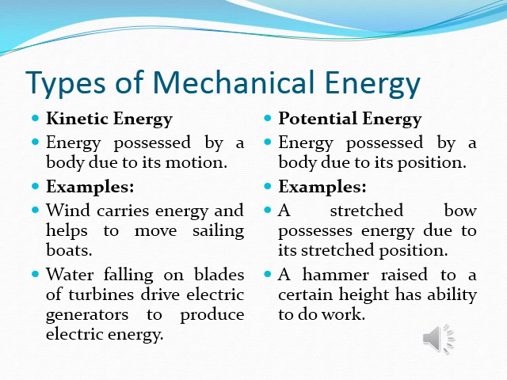Examples include wind that carries energy and helps to move sailing boats, water falling on blades of turbines that drive electric generators to produce electric energy. On the other hand, potential energy is defined as energy possessed by a body due to its position. Examples include a stretched bow which possesses energy due to its stretched position, or a hammer that is raised to a certain height has the ability to do work and thus possesses potential energy.